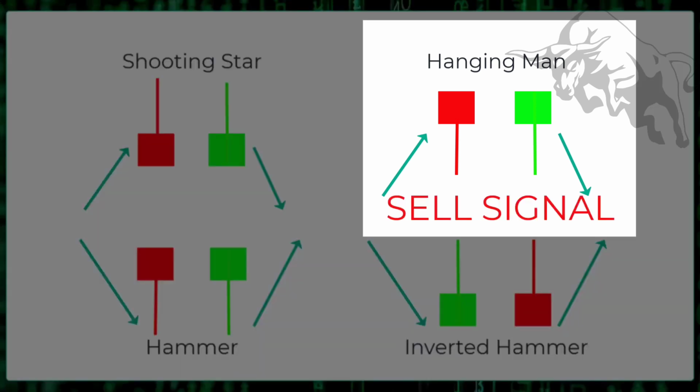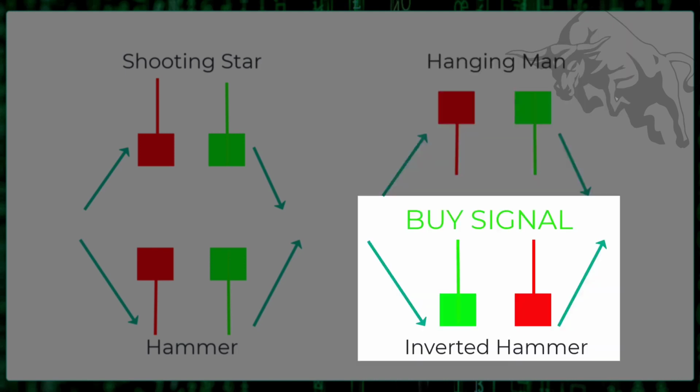Furthermore, if you see this candle shape at the top of an up move, then it's the hanging man candlestick. And finally, if you see this candle shape at the bottom of a down move, then it's the inverted hammer candlestick.